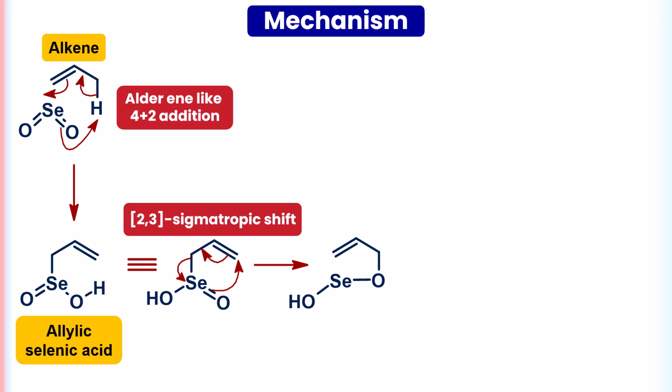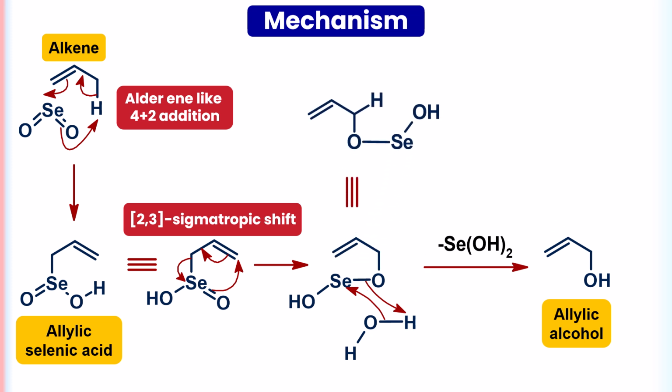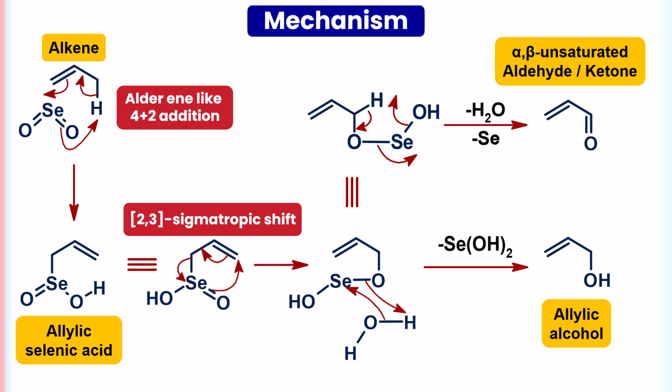An allylic alcohol is formed when it undergoes hydrolysis. The selenium is reduced from +4 oxidation state to +2 oxidation state in this step. On the other hand, when the same intermediate undergoes decomposition, it forms an alpha-beta unsaturated carbonyl compound through elimination of selenium and water.